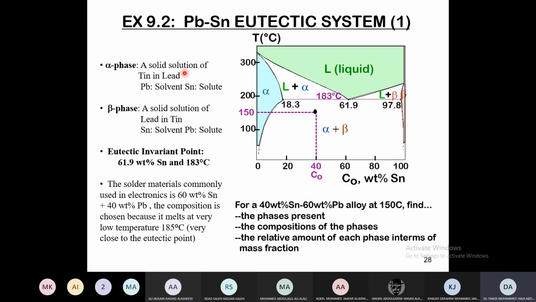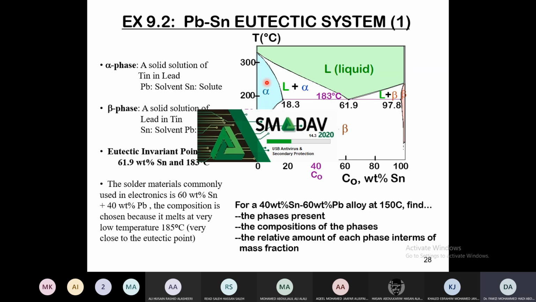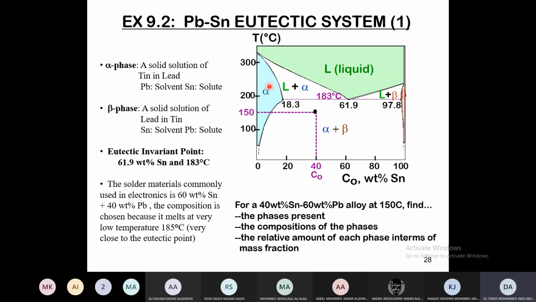So the alpha phase is a solid solution of tin in lead. So this is the alpha. It's a solid solution of tin in lead. The mother material is the lead actually. So the solvent is the lead, and the solute is the tin, Sn. On the other hand, the beta solid solution is a solid solution which is rich in tin. So there basically the solvent is tin, and the solute will be the lead here. So this is the only difference.